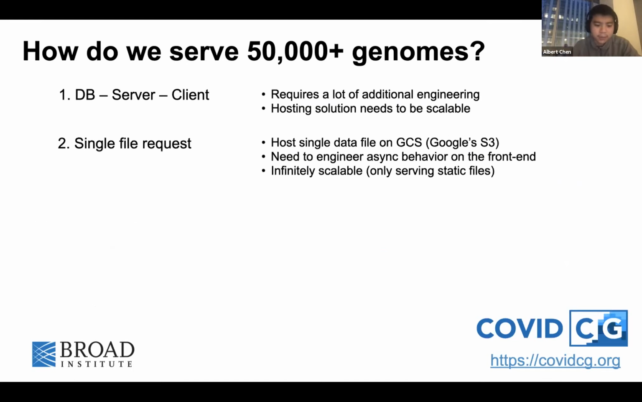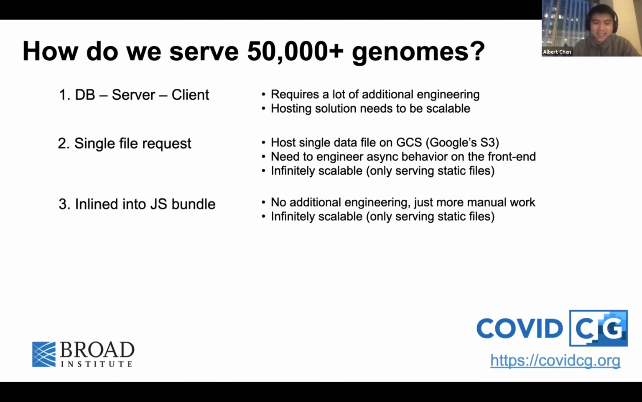The second solution that we considered was, what if we could just stuff all of our data into a JSON file and then just gzip it, just compress it, and then host it on a static file hosting solution like Google Cloud Storage, which is the equivalent of Amazon S3. This is really simple, but we'd also have to engineer some asynchronous requests into our JavaScript application. I know it's not that much work, but I guess our third solution was just to do this manually. It was just to take our data and directly inline it into our JavaScript bundle. So package everything together into one request.